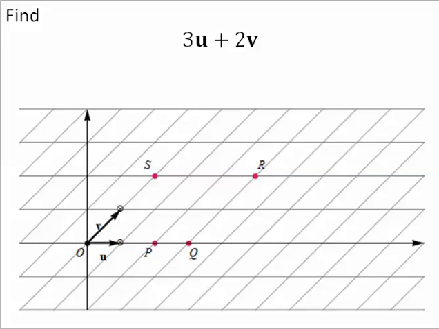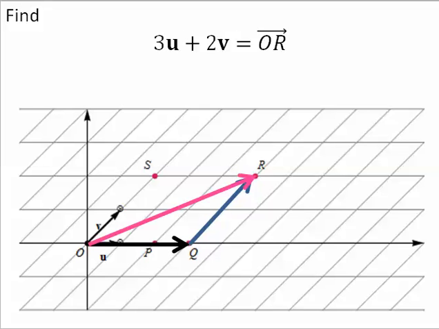Let's do some more vector addition. 3u plus 2v. Start with 3u. At the head of 3u, put the vector 2v. The result will be the vector OR.